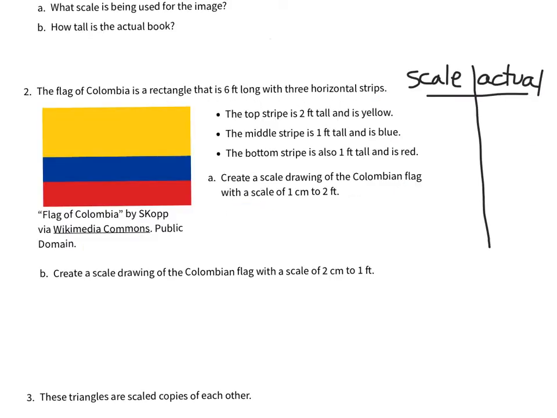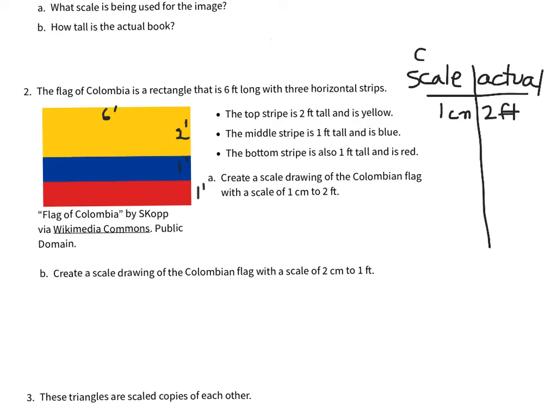So this question about the Colombian flag is a rectangle that is 6 feet long with 3 horizontal stripes. Okay, so here's what we know. It's 6 feet long that way. The top stripe, the yellow stripe, is 2 feet. The middle stripe is 1 foot. And the bottom stripe is also 1 foot. So that little dash means foot. 2 dashes means inches. All right, so it says create a scale drawing with a scale of 1 centimeter to 2 feet. So our scale is 1 centimeter to 2 feet.